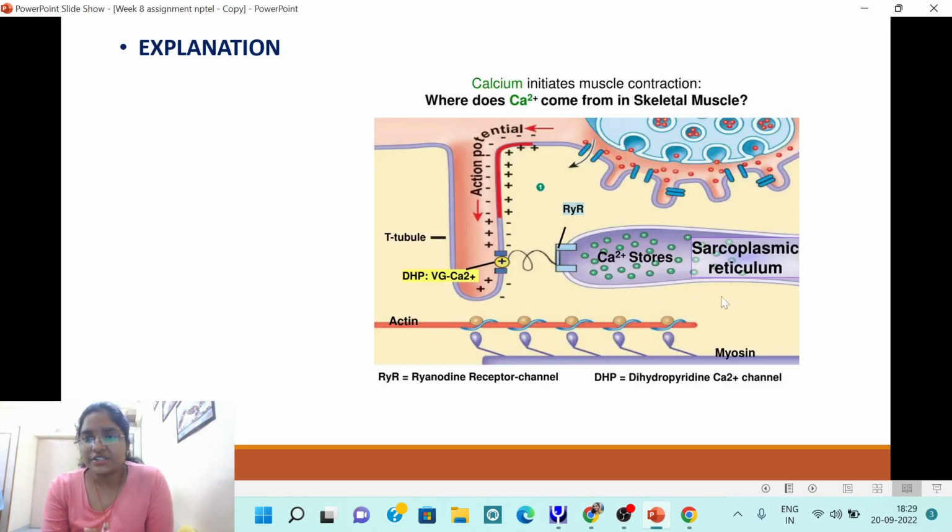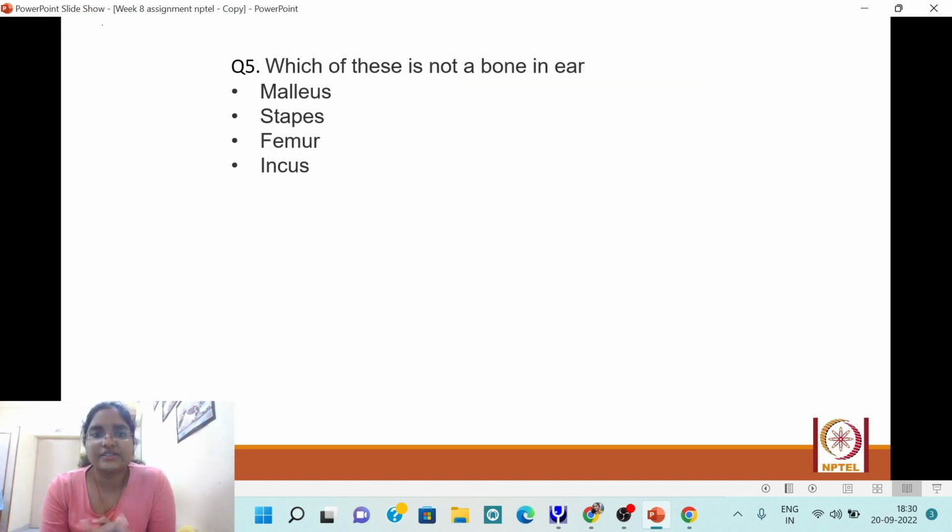Our calcium is stored in the sarcoplasmic reticulum and is released and sensed by these calcium sensors during muscle contraction. Calcium is the ion which initiates muscle contraction in our body. It is a very important ion for muscle contraction, right? We'll move on to the next question.